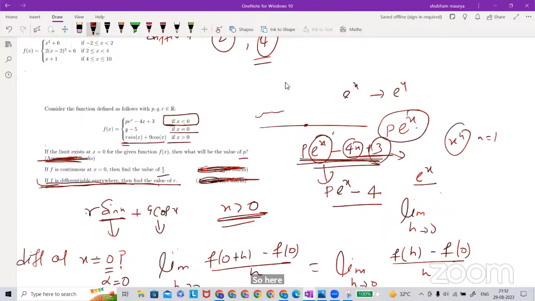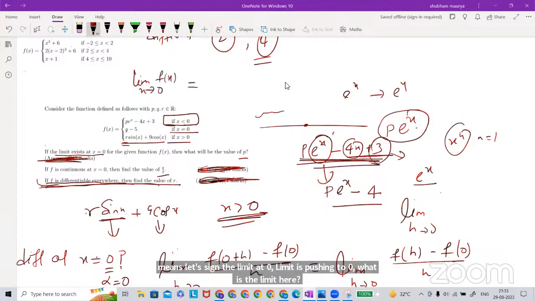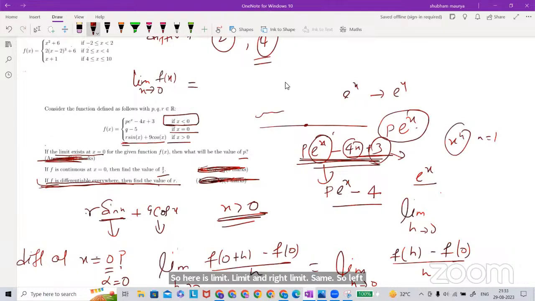So again, it says the limit at 0 exists. So limit at 0 exists means let's find the limit as x approaches 0. What is the limit here? Limit exists means left limit and right limit are the same. So what is going to be the left limit? Can you tell me quickly?